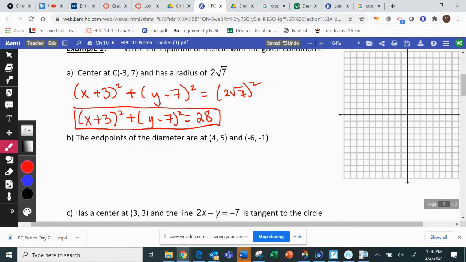Here's some different information. By the way, that graph right there is just in case you need it to visualize what we're finding the answer to. The endpoints of the diameter are at (4, 5) and (-6, 1). We have to find the equation of the circle. They did not tell me the radius, and they did not tell me the center. How can we find either?